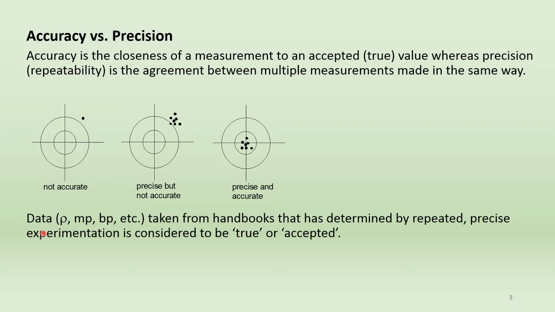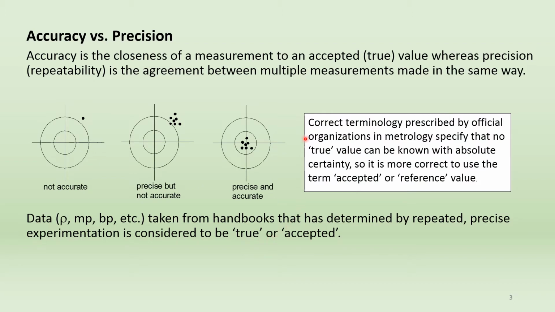So data such as density, melting point, boiling points, etc., that are taken from handbooks, that has been determined by repeated, precise experimentation, is generally considered to be true or accepted. Now, just to be formal about this, the correct terminology prescribed by official organizations in metrology specify that no true value can be known with absolute certainty. So it is more correct to use the word accepted or reference value. Nevertheless, we'll probably slip into using the word true from time to time.